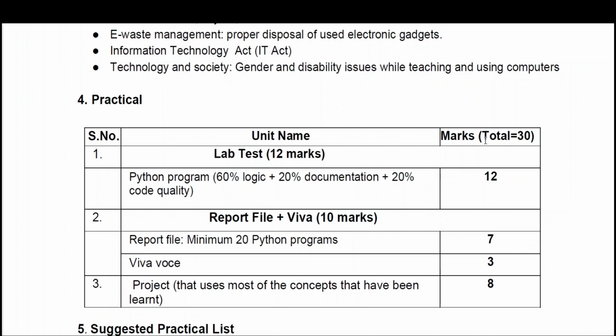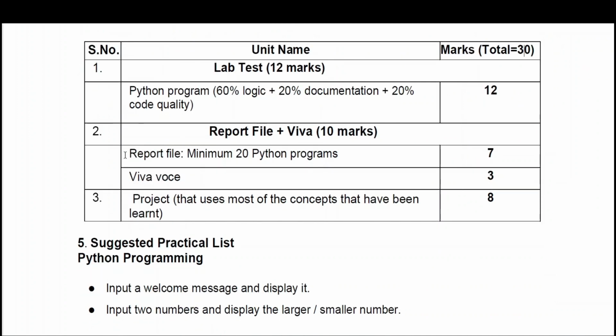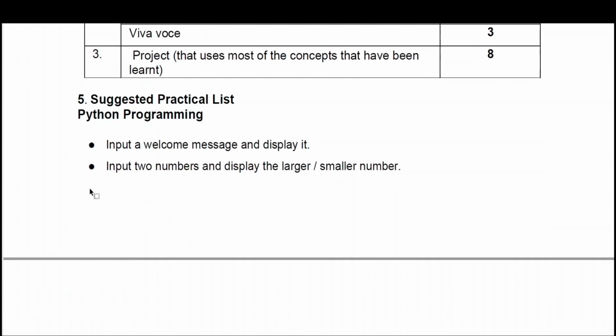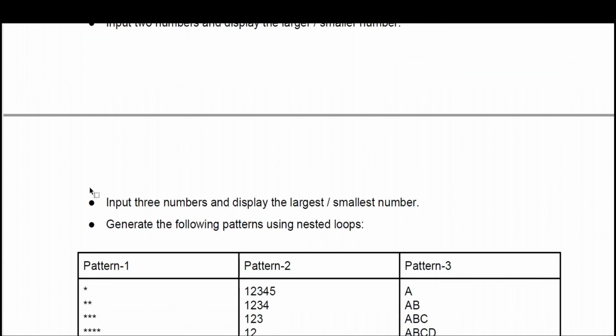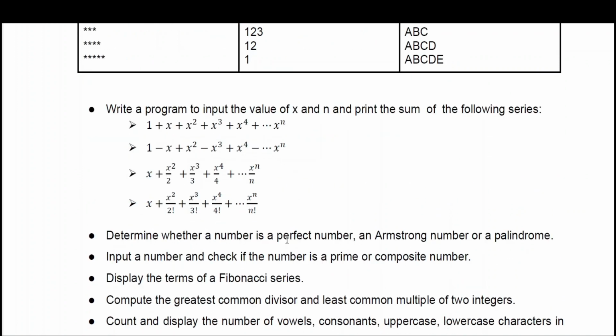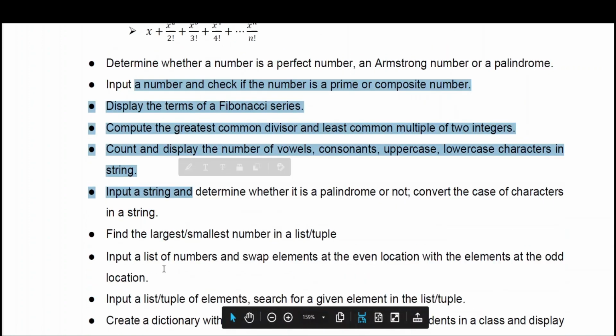This is your practical marks. Then the file and Viva: 20 questions from the Python programs, which is 7 marks, and Viva 3 marks, and project. After that we include some programs, we discuss 5 programs, and these are pattern programs. Some are series programs which we code, and some other programs where we use Python and compute.